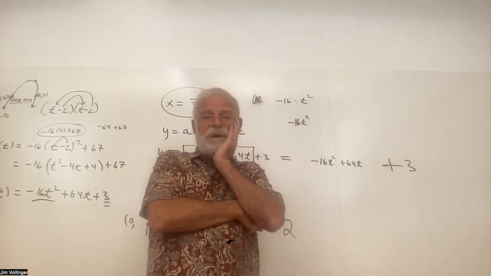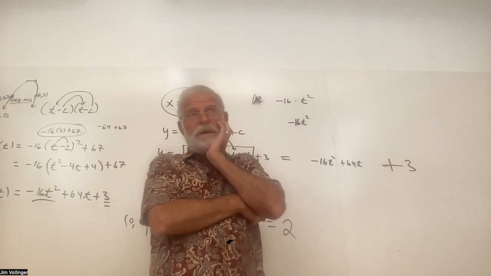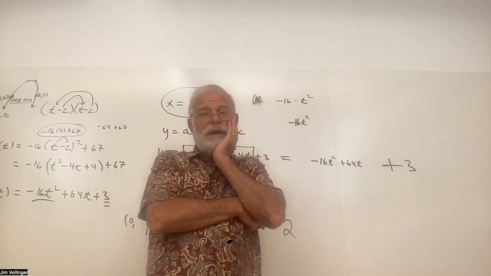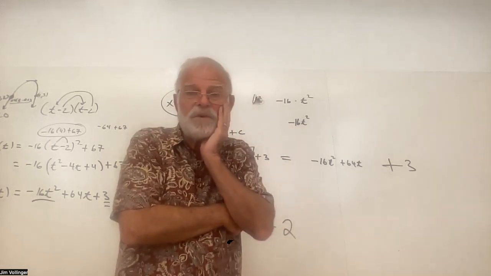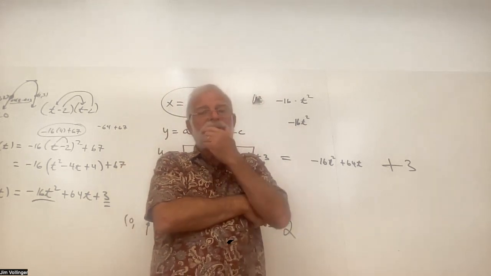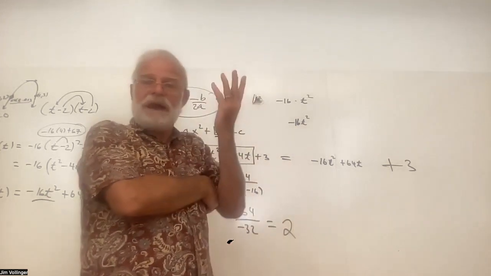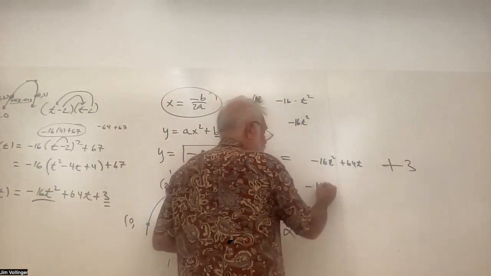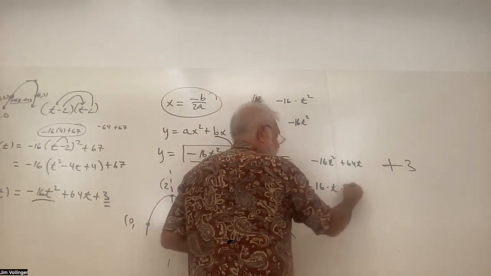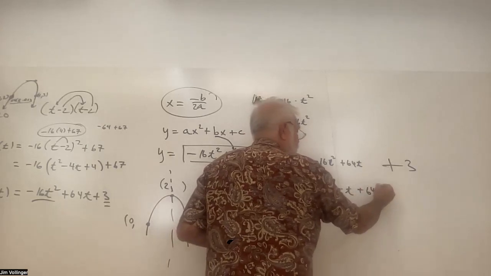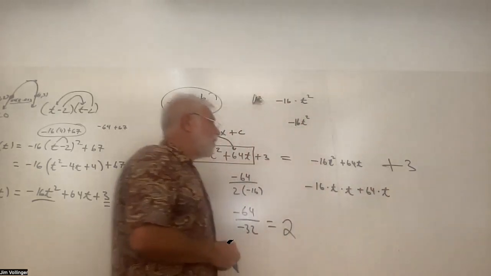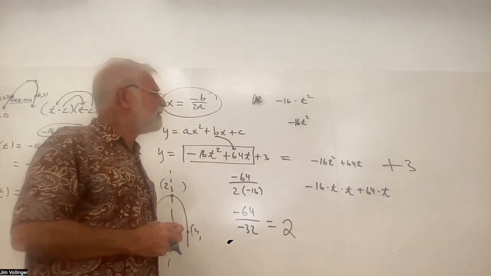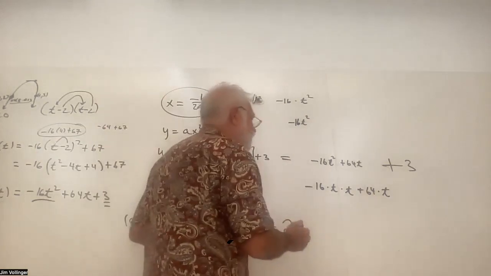I'm going to ask you the question. What's the first rule in writing products? I don't think anybody's going to say what the first rule is, but maybe somebody does. And it is: take out what's common. So let's look at this. Minus 16 times t plus 64 times t. Well, take a moment, ask yourself, what's common there? I think t is. So let's write this in that fashion.